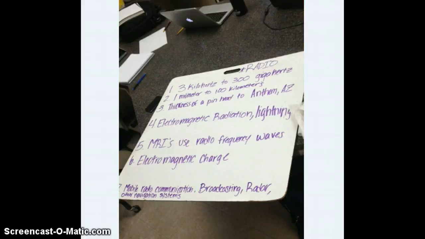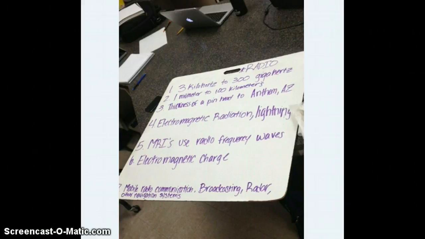And here they are. You can see the frequency range for radio frequency is 3 kilohertz to 300 gigahertz, wavelength 1 millimeter to 100 kilometers. 1 millimeter is about the size of a pinhead, and 100 kilometers is about the distance between class and Anthem, which is about 62 miles. It has a natural source of electromagnetic radiation, so the sun and lightning. Man-made sources would be like MRIs.